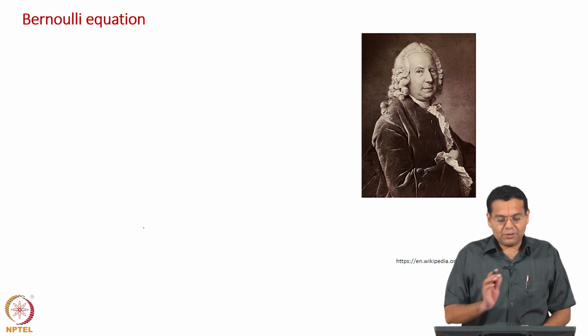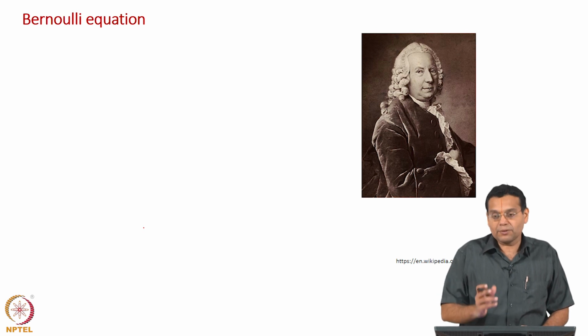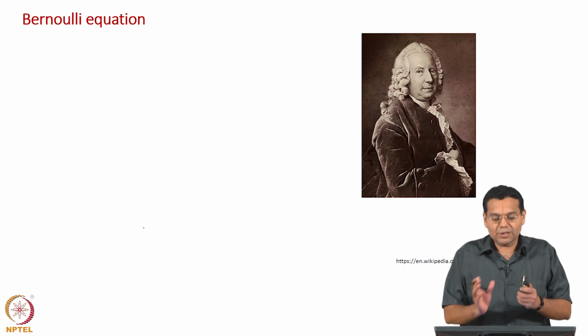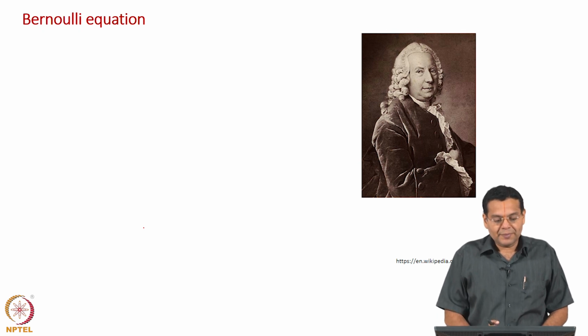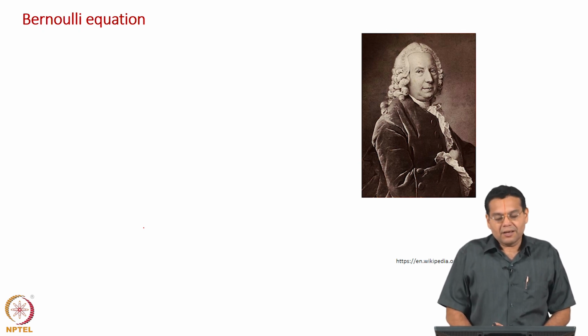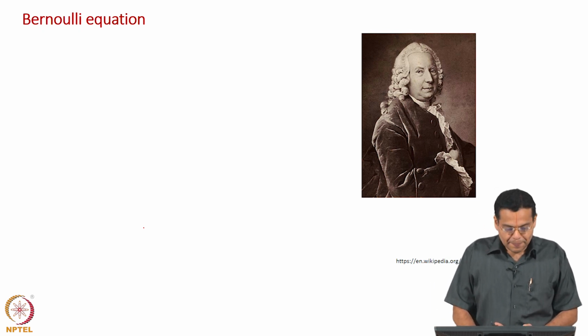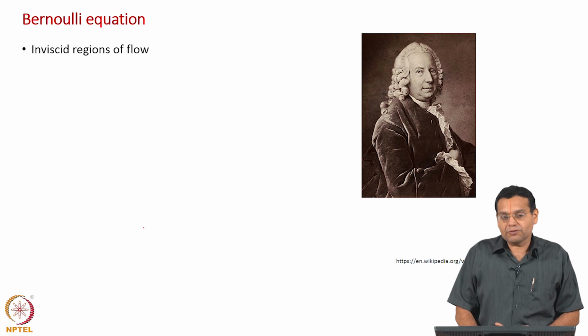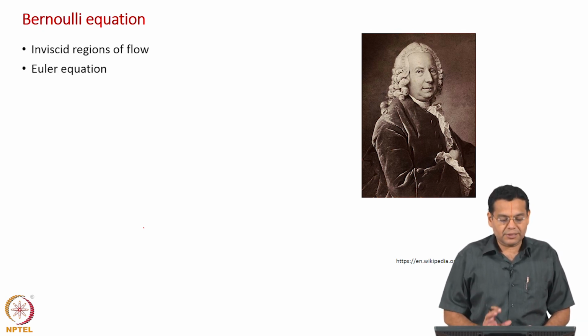The main topic of discussion is inviscid flow. Under that we discuss flow regimes, so that we know the scope of our discussion, namely high Reynolds number flows. First we discussed the Euler equation, now we are discussing the Bernoulli equation. So, inviscid regions of flow, what we are going to do now is derive the Bernoulli's equation. We will start with the Euler equation.